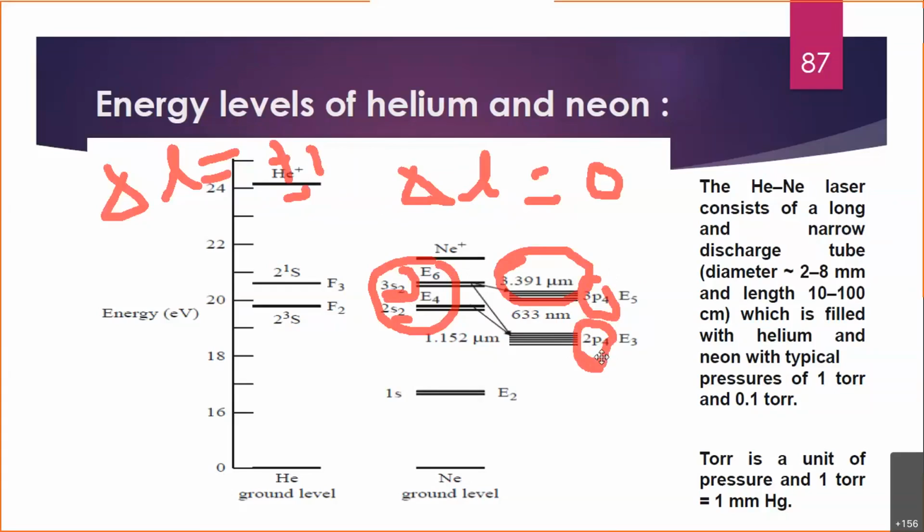Again, the L value is changing, and that's why we are getting the laser light from this. Now again you see E4 to E3. This is also S and this is also P. So the L value is changing. That is why we are getting the laser light from that.